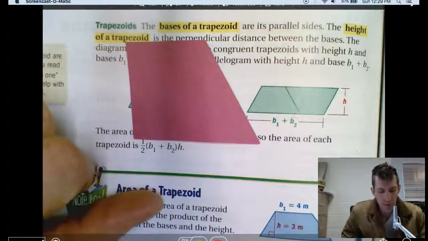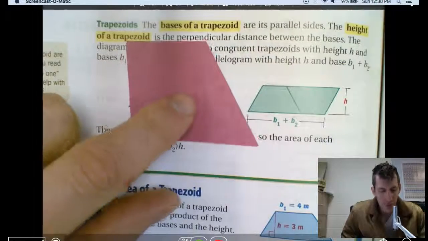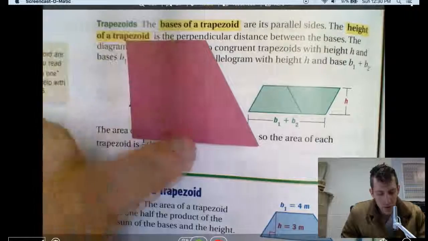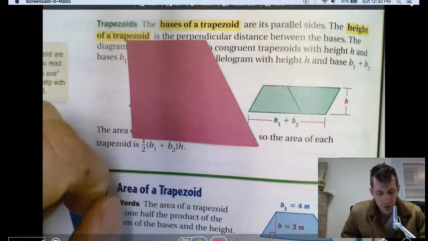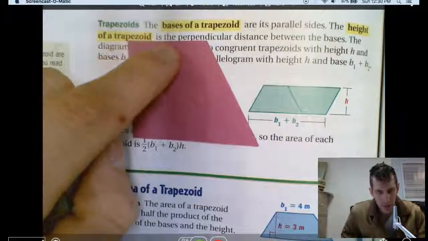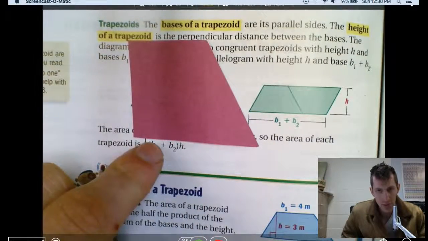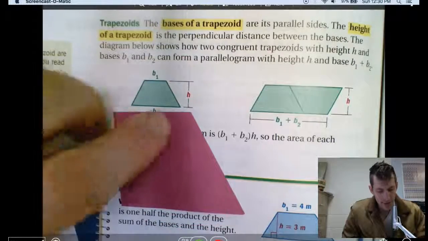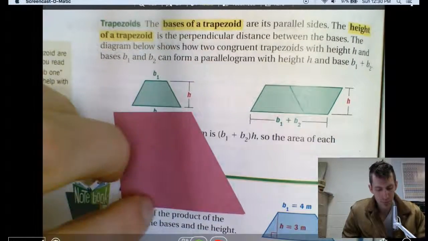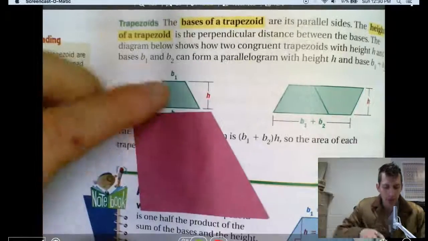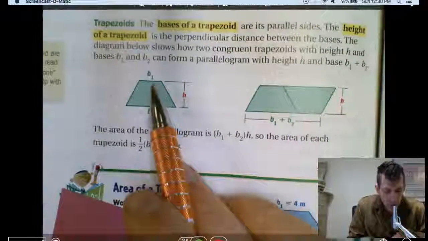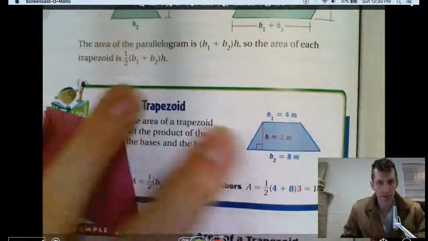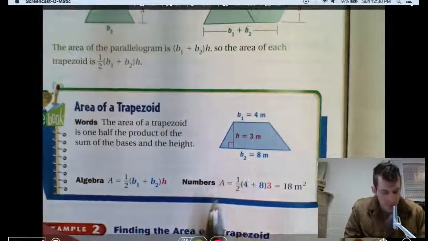These two aren't parallel. Now, when you have a trapezoid, there's two bases. We call those two sides that are parallel the bases. So this is one base up here at the top. This is another base here at the bottom. All right? And then the height is still just the distance between those two, perpendicular. Okay? So look at this trapezoid in your book. Base 1, base 2, height, and here is the formula to find the area of a trapezoid.